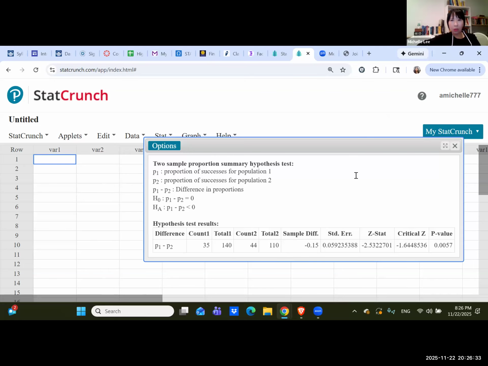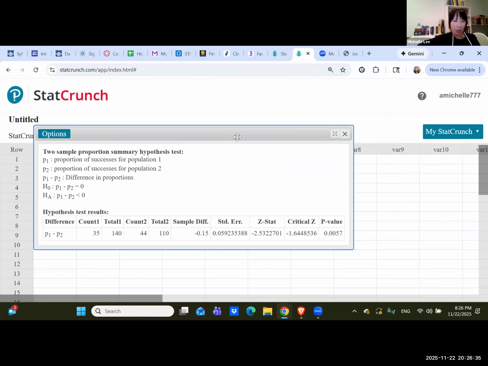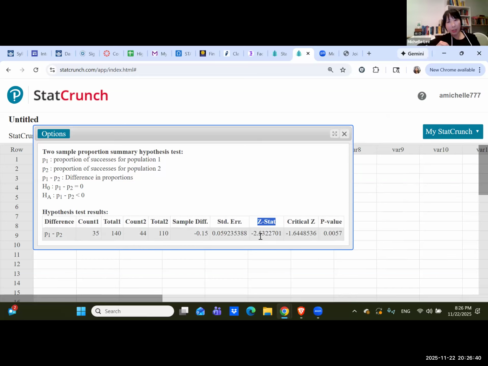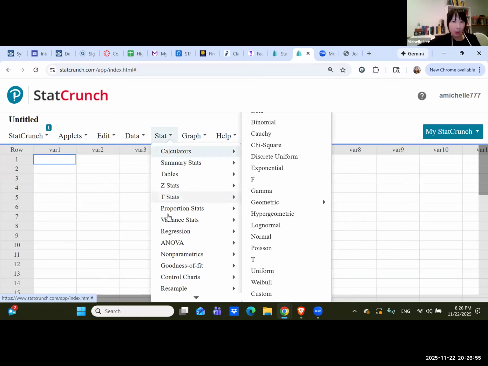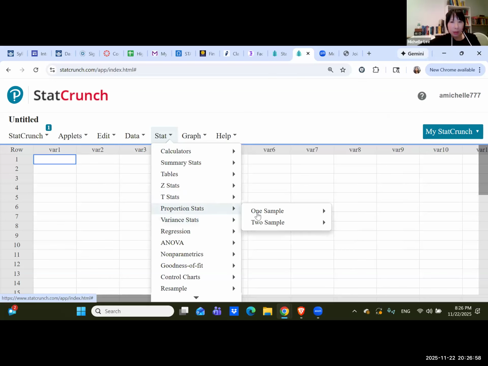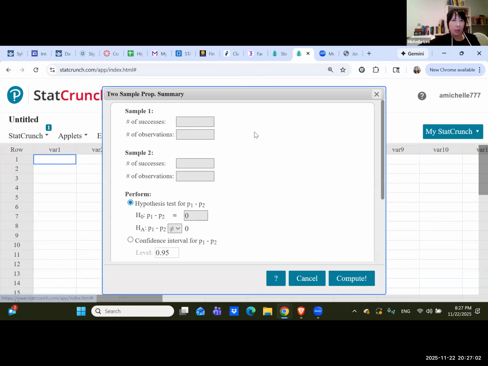Okay, so we can see that here: the z-test statistic. Critical value, yeah. Never mind about the critical value. Let me do it one more time. I don't want you to get confused. So let's calculate the Proportion Stats, Two Sample with Summary. I have to do it again.